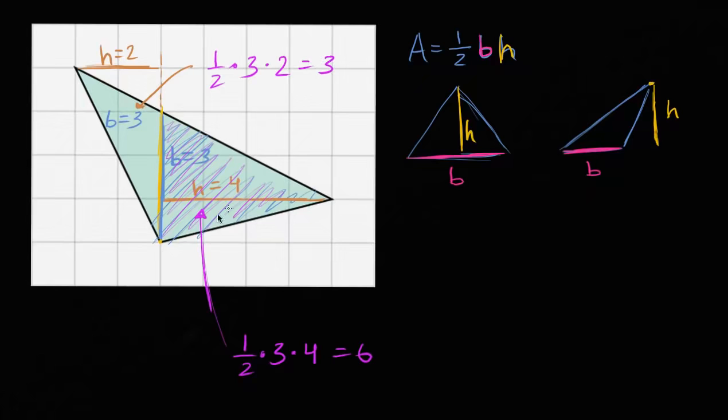This is going to be equal to 3. So the area of the whole thing is going to be this area of 3 plus this area of 6. It's going to be an area of 9. Area is equal to 9. Now that's one way you could do it, is you could break it up into triangles where you could figure out the base and the height.